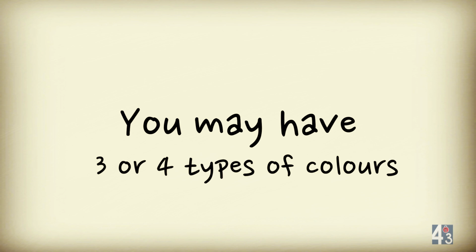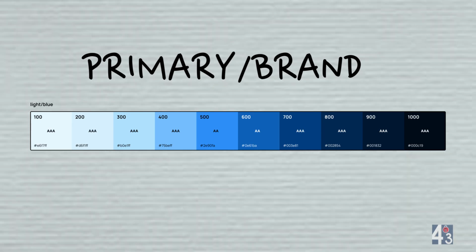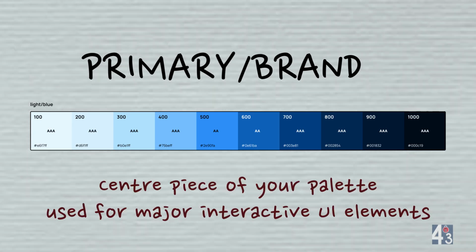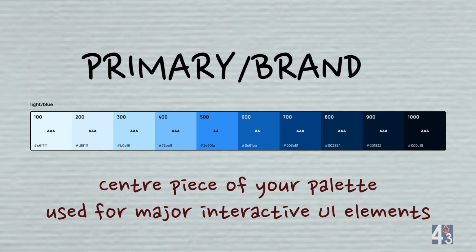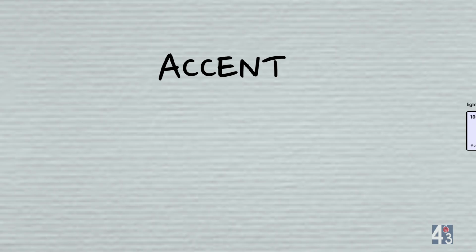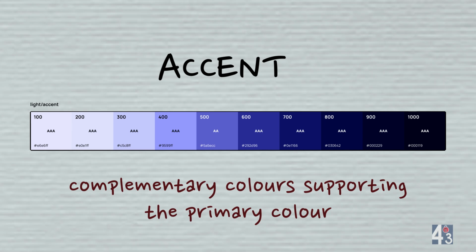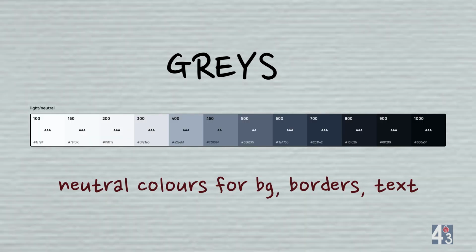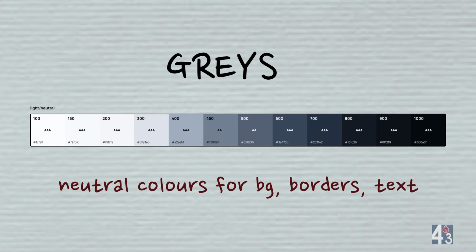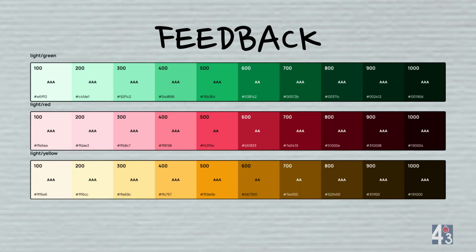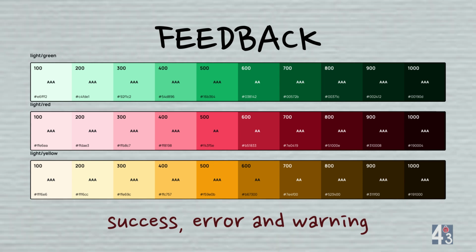You may have 3 or 4 types of colors. Your primary or the brand colors. This is the centerpiece of your palette used for major UI elements. Your accent colors, the complementary colors that support the primary color. Your grays, that is the neutrals for backgrounds, borders and text. And feedback colors, green for success, red for errors, yellow for warnings.